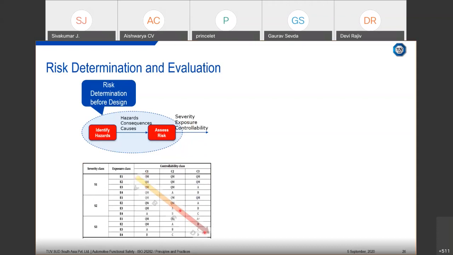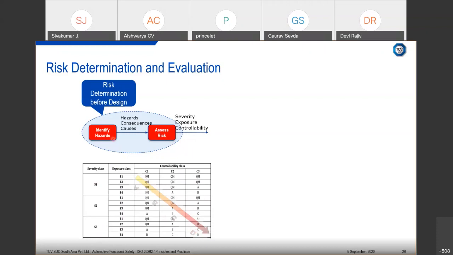Maybe you can see my cursor moving. So the severity is less here, the safety integrity level is less here, and then here, this is the maximum safety integrity level based on the combination of severity, exposure, and controllability. In the automotive industry, we call it ASIL A to D. ASIL A is less critical, ASIL D is highly critical systems.